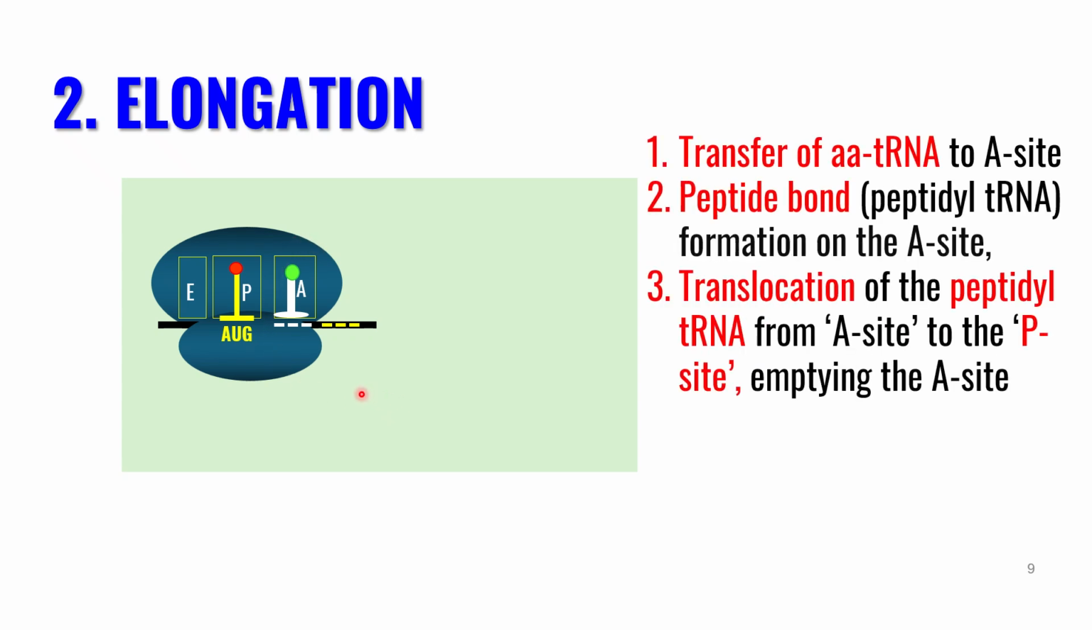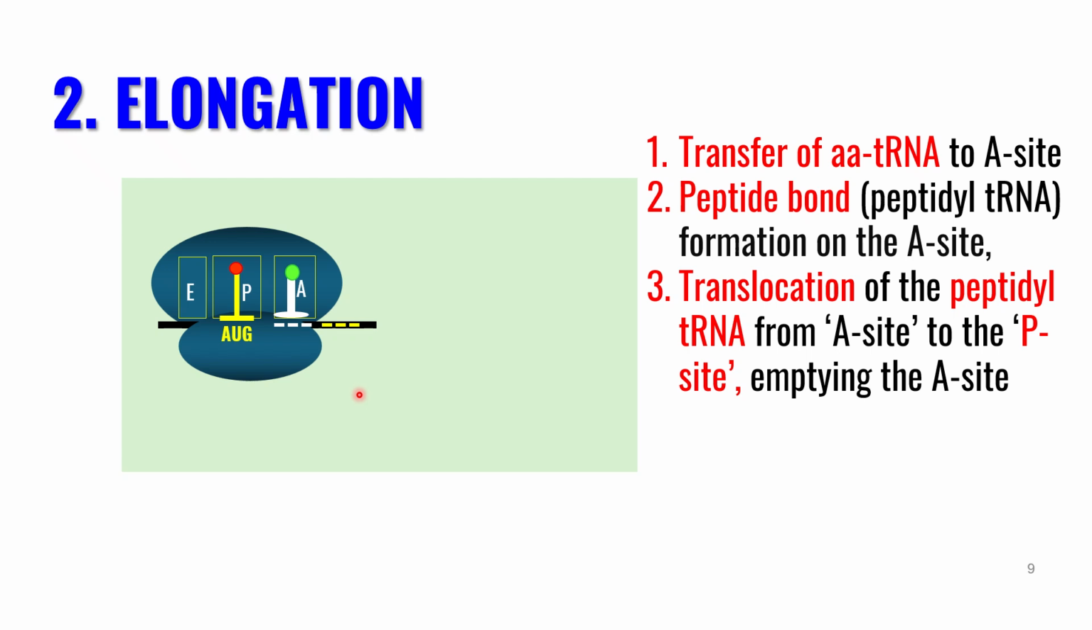So let us discuss elongation. In this step, the chain elongates by addition of amino acids one by one through the formation of peptide bonds. Addition of each amino acid involves four steps. The first step is the transfer of amino acid tRNA to the A site. The second step is peptide bond formation at the A site.